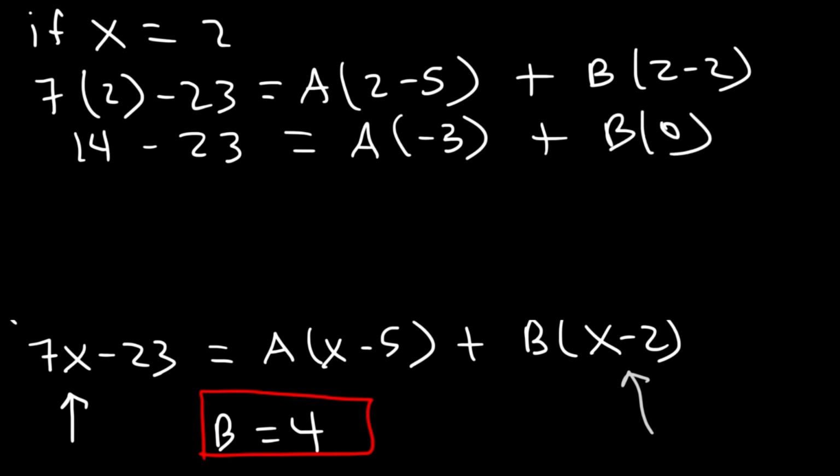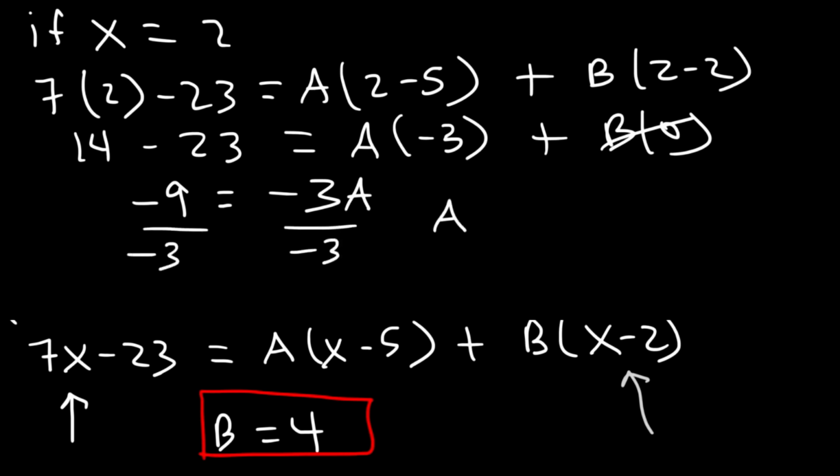Now 14 minus 23, that's a negative 9, and that's equal to negative 3a. b times 0 is 0, so that disappears. And now let's divide both sides by negative 3. So negative 9 divided by negative 3 is 3. And so that's the value for a.